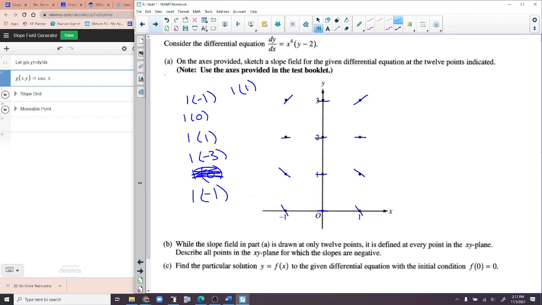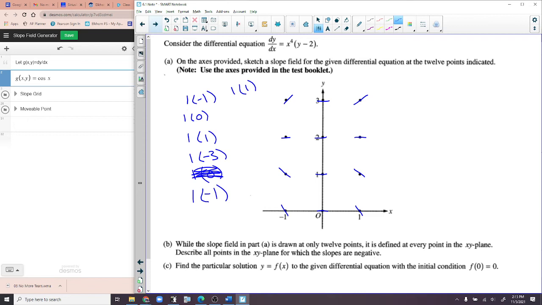Letter B, while the slope field in part A is drawn at only 12 points, it is still defined at every point in the xy plane. In other words, listen, we're not going to make you do 100 of these. We have this very tiny window, but realize that it's open to all points. That derivative is defined for everything. We're not dividing by 0, and we don't have any radicals.